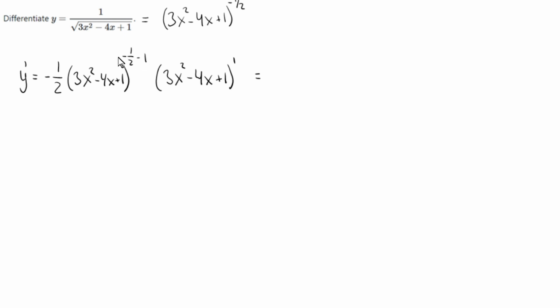Okay. So if we proceed here, I'm going to evaluate the exponent here. So I just have negative half times 3x squared minus 4x plus 1. Negative half minus 1 is negative 3 over 2. Now I take the derivative of this inside function here, and I'm going to get 6x minus 4.